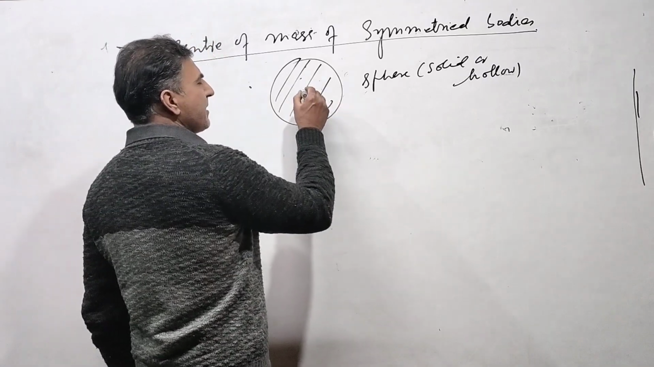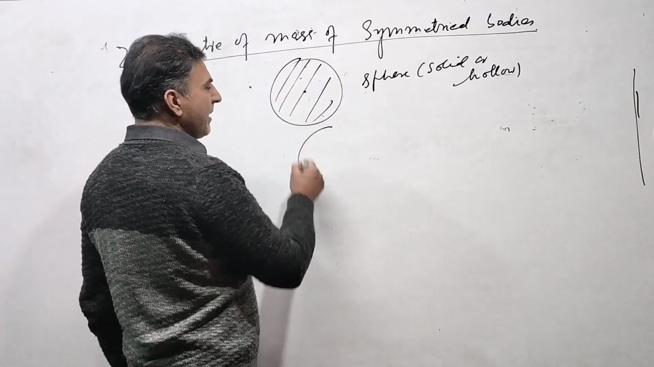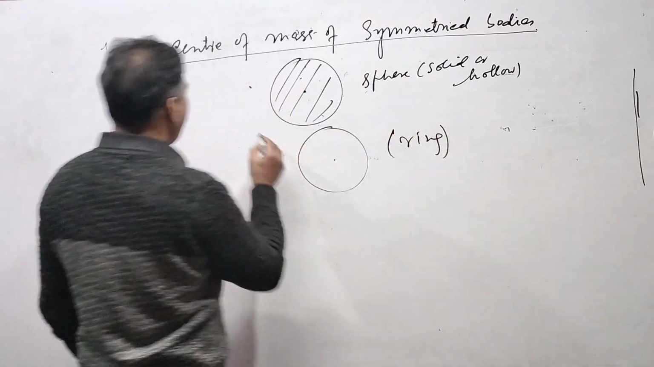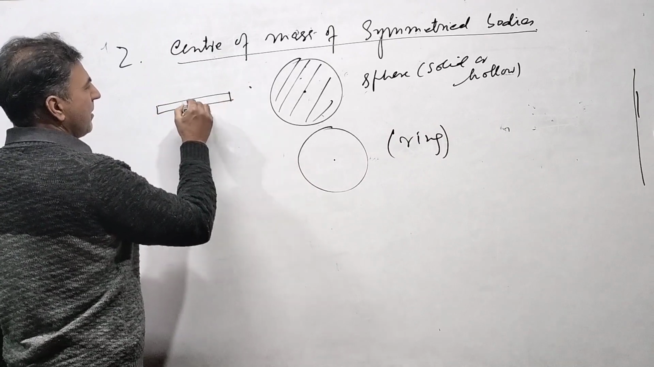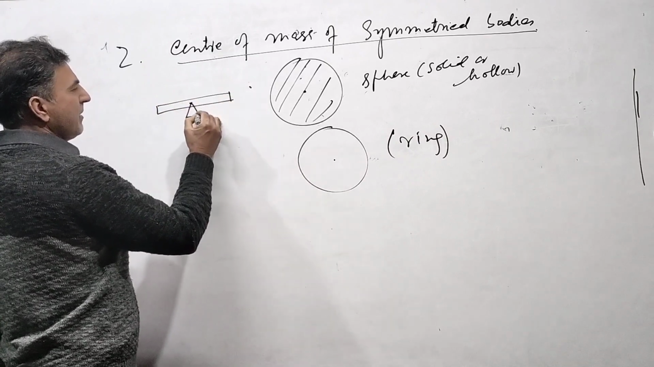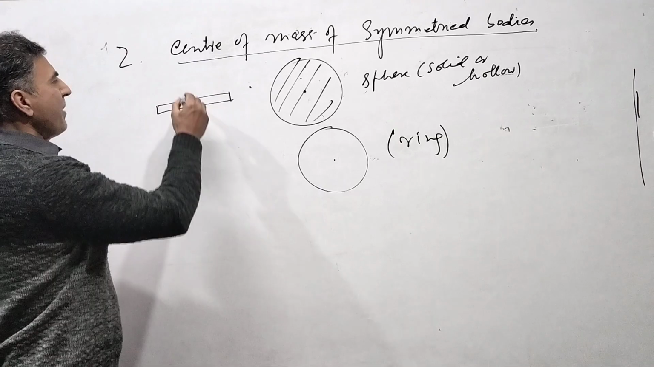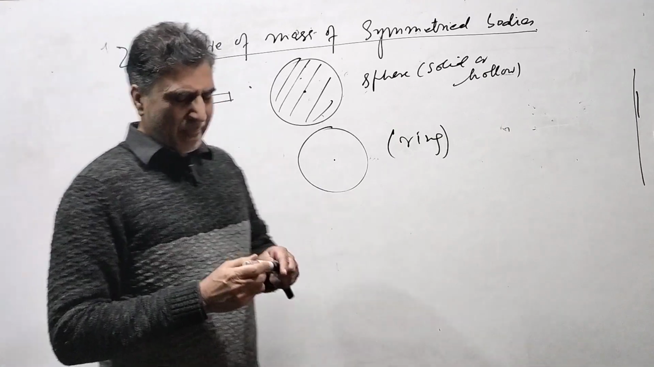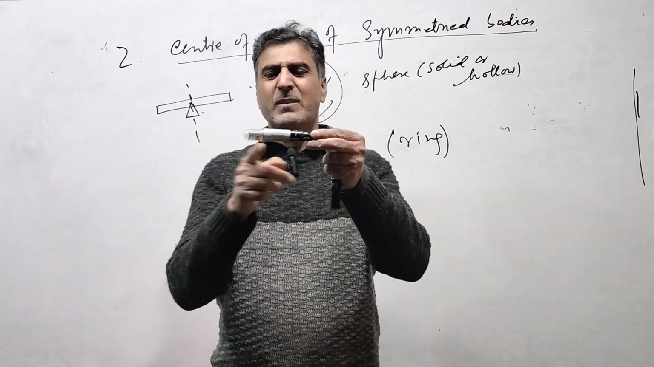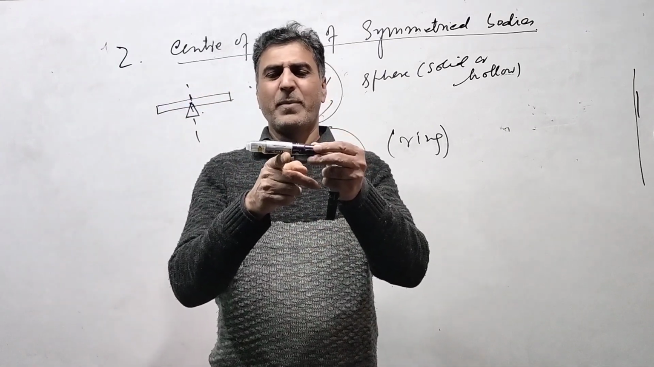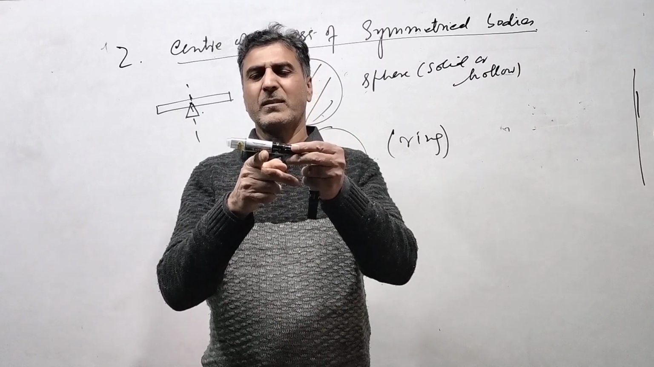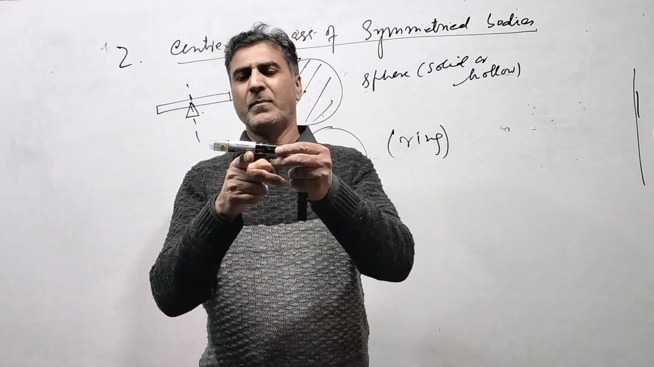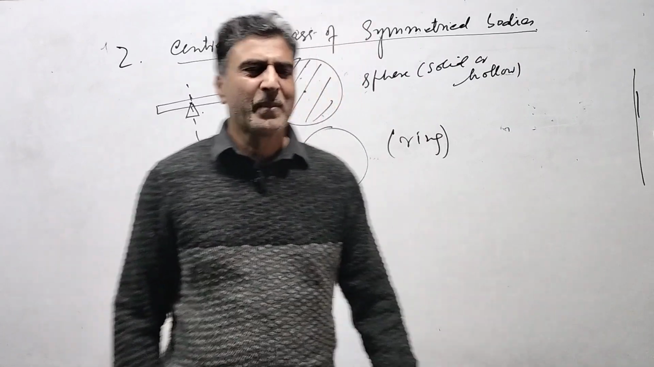ये स्फीयर है तो ज्योमेट्रिकल सेंटर यहां है तो वही सेंटर ऑफ मास है. अगर रिंग है तो वही सेंटर पर है. अगर रॉड कुछ ऐसे है, मतलब सिमेट्रिकल है, तो सेंटर ऑफ मास इधर है. It can even balance at the center of mass. Center of mass पर ये रॉड बैलेंस होगा, ग्रेविटी से बैलेंस होगा. अगर इसका सेंटर ऑफ मास ढूंढना है तो मैं इसको बैलेंस करूंगा, उस पॉइंट पर मैं इसको ऐसे बैलेंस कर सकता हूं.